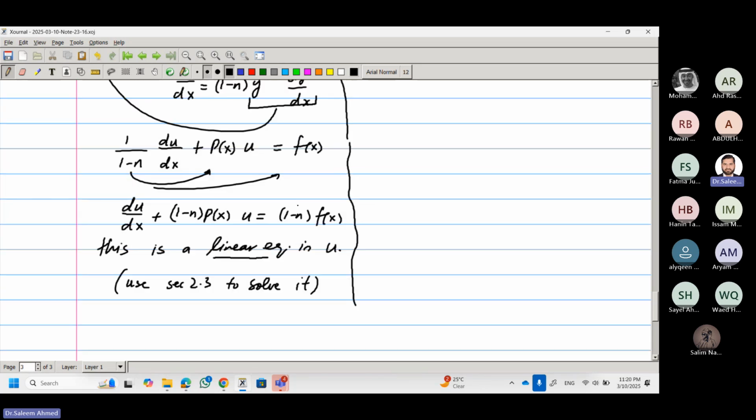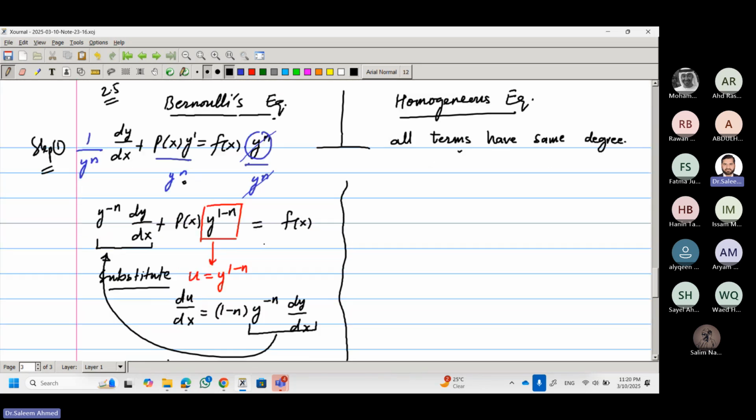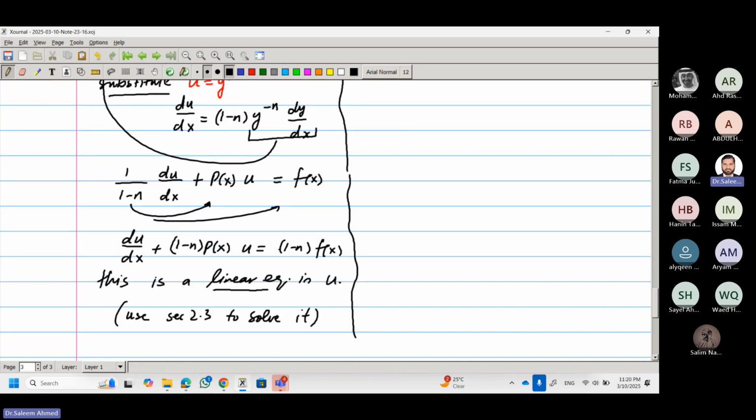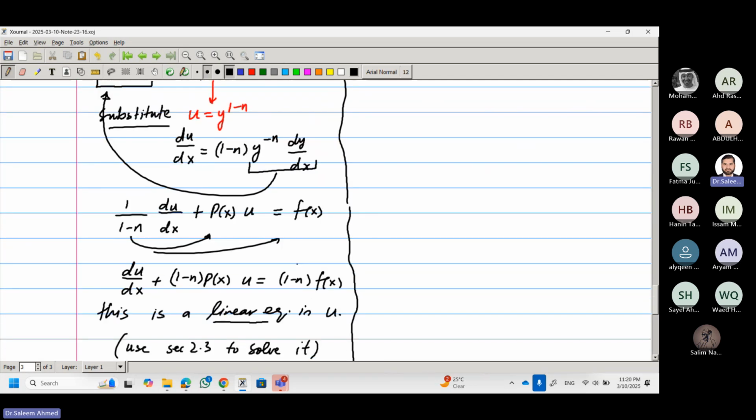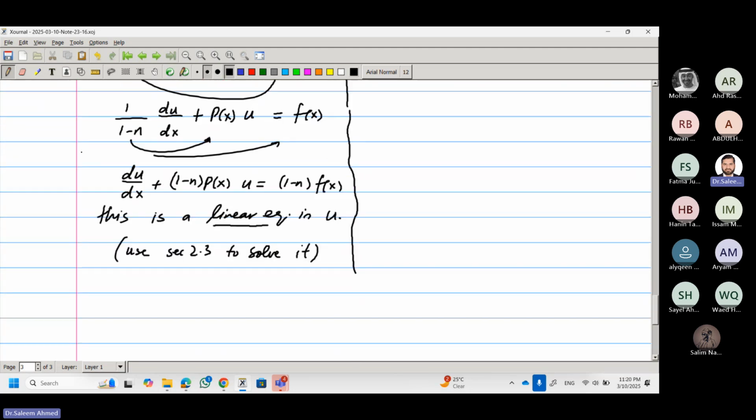So if I give you the Bernoulli's equation, I will ask you just the first two steps. Step 1 is divide, and step 2 is substitute. When you substitute this, you get a linear equation. That's it, just stop here.